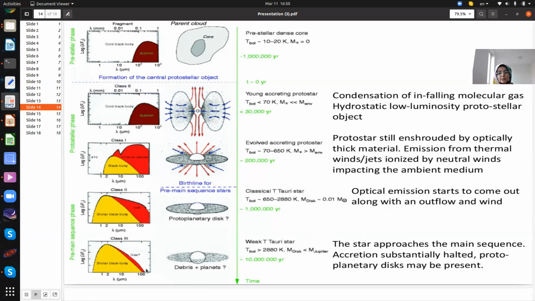Do we have any disk here or not? It's the question. And we know that we do not see any disk in a main sequence star because they are accreted by planets and debris.